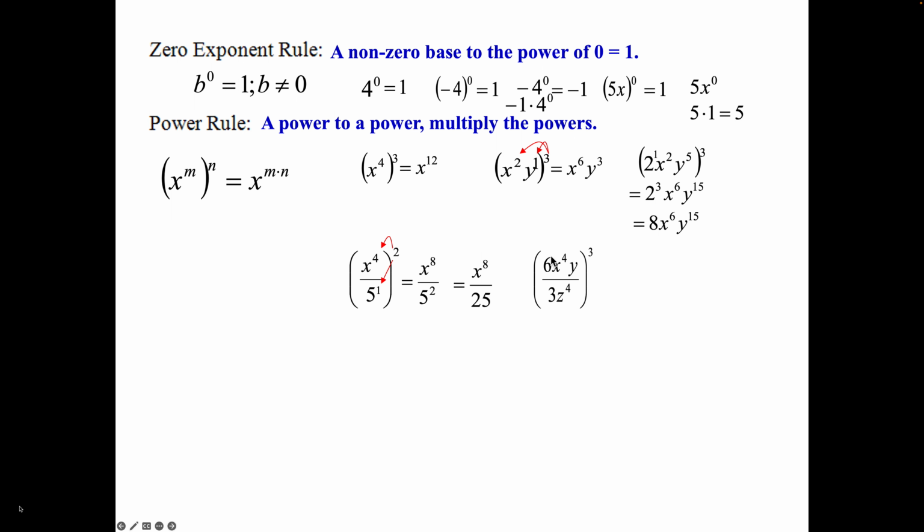Now sometimes they'll put some stuff in here where before you start multiplying in the exponents, you might be able to simplify this. So here, 6 divided by 3, or 3 goes into 6 twice, then put a 1 on it, x to the 4th, put a 1 on your y, z to the 4th, and now distribute that power to all your exponents. So it's 2 to the 3rd, x to the 4 times 3 is 12, y to the 3rd, 4 times 3 is z to the 12th, and again, as we saw earlier, 2 to the 3rd was 8. That's our most simplified answer.